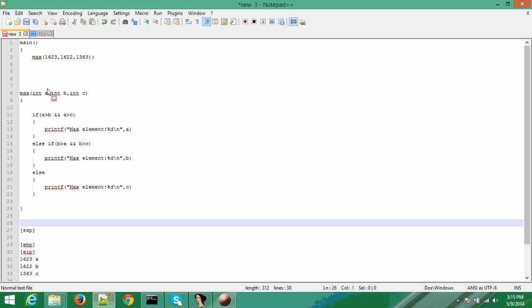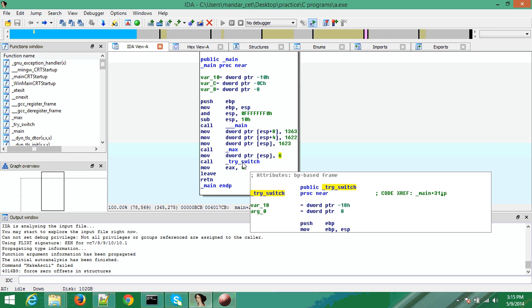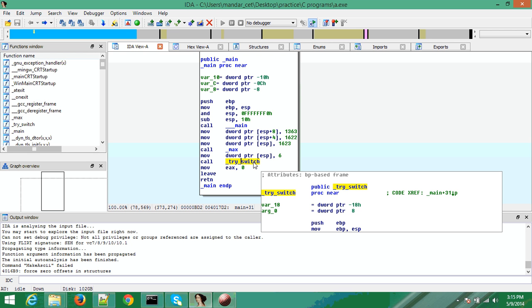Alright, so now we understand what max does. It's basically doing a comparison of 3 elements. Now let's get back to the next element. It seems like once we come out of max, the next thing it does is move 6 into ESP, and then call try_switch. So again, this is basically a way of showing how switch statements look like. To understand the difference, whether it is an if or multiple if else, or multiple else if statements, or a switch statement, there is a slight difference in identifying how that works.